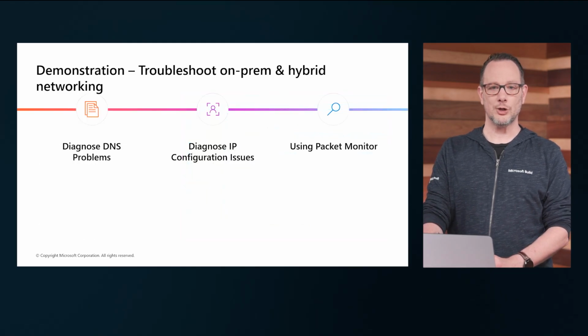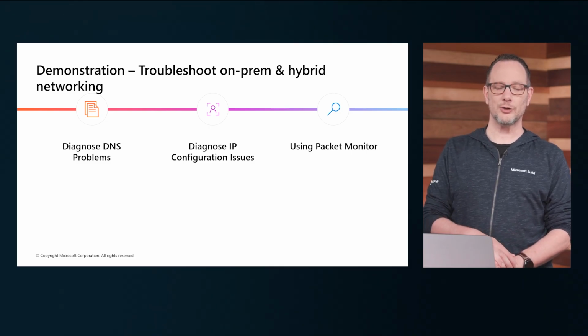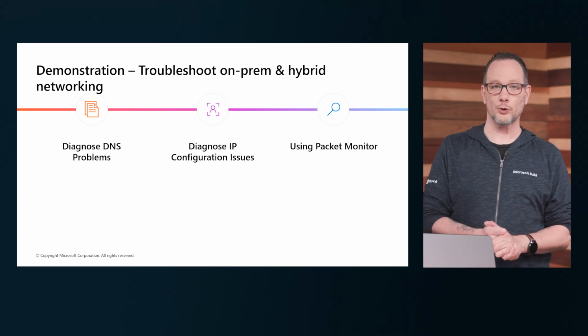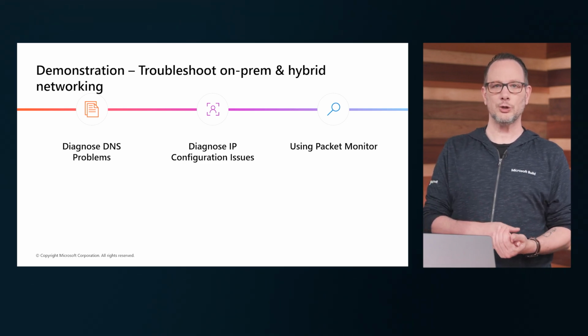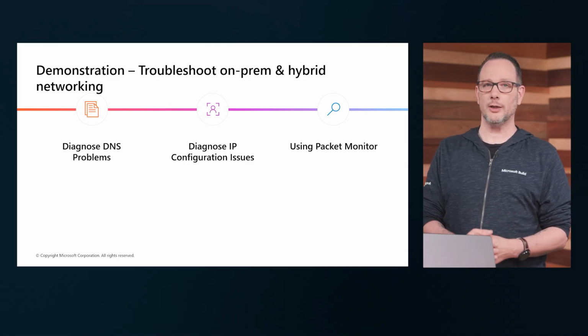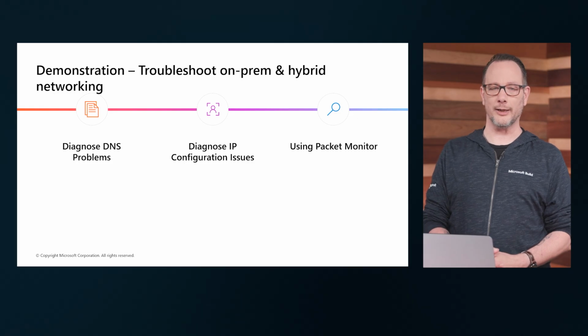With all that, I'm going to jump to one of my last demos, how to diagnose DNS problems, a little bit on the command line side, and then showing you what it looks like from Network Watcher, doing the same for IP configuration, and then closing with a demo on using Packet Monitor, again out of Network Watcher.